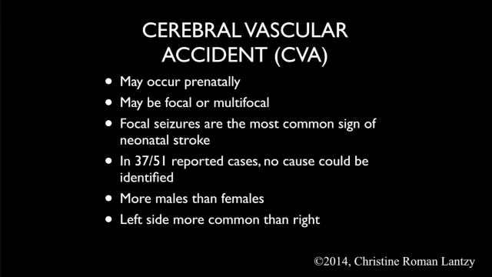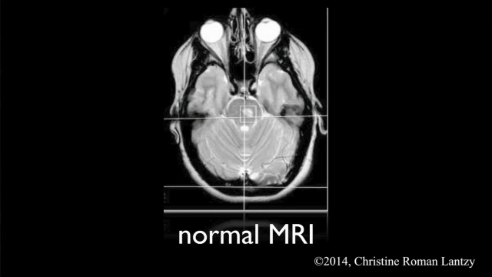In 37 out of 51 reported cases in one particular article, no single cause of stroke could be identified. So sometimes stroke occurs for reasons that the physicians can understand, and other times it is difficult to know why the stroke happened. More boys than girls are affected, and the long-term effect motorically is generally more to the left side than right.